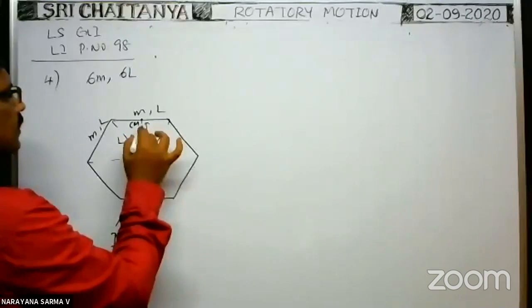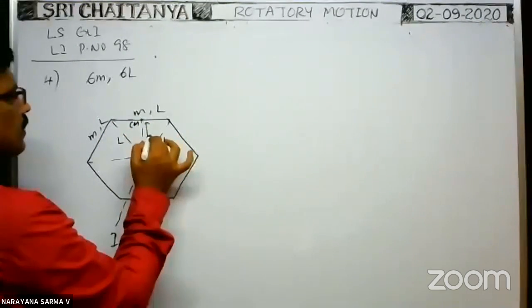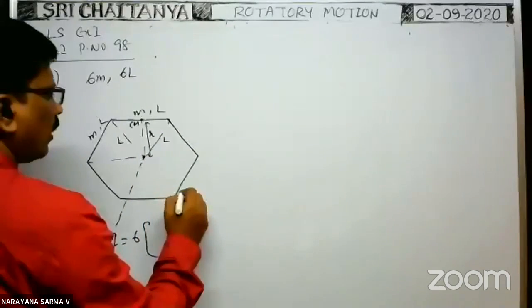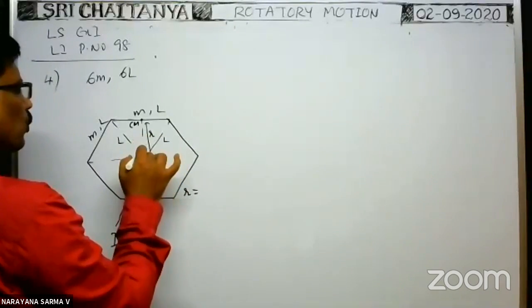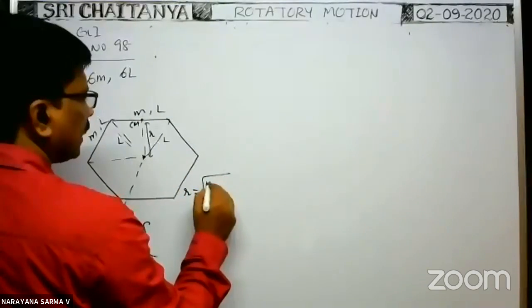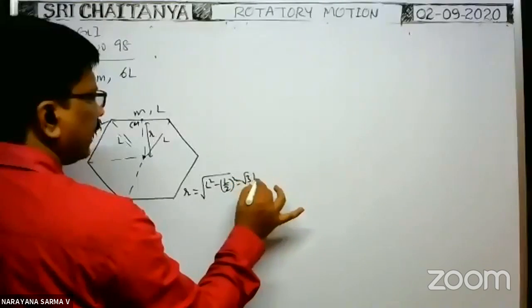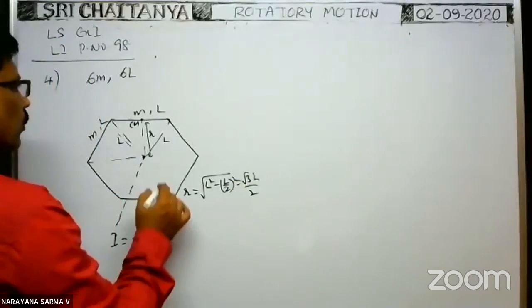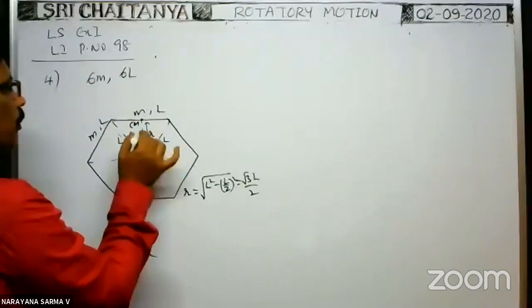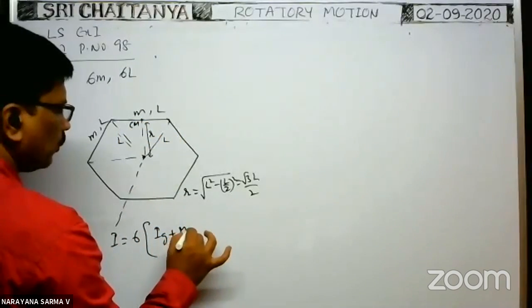What about this distance? You see, this is L by 2, this is L. Then what about this smaller distance? From the diagram, it is the root of L square minus L by 2 whole square. That means root 3 L by 2, no? Therefore, about this axis, you apply the parallel axis theorem, I_cm plus M into R square.